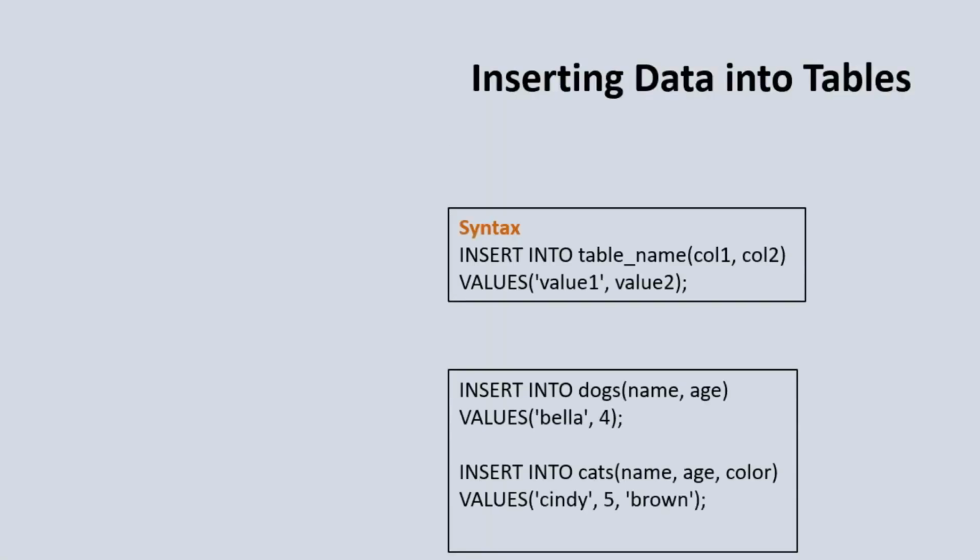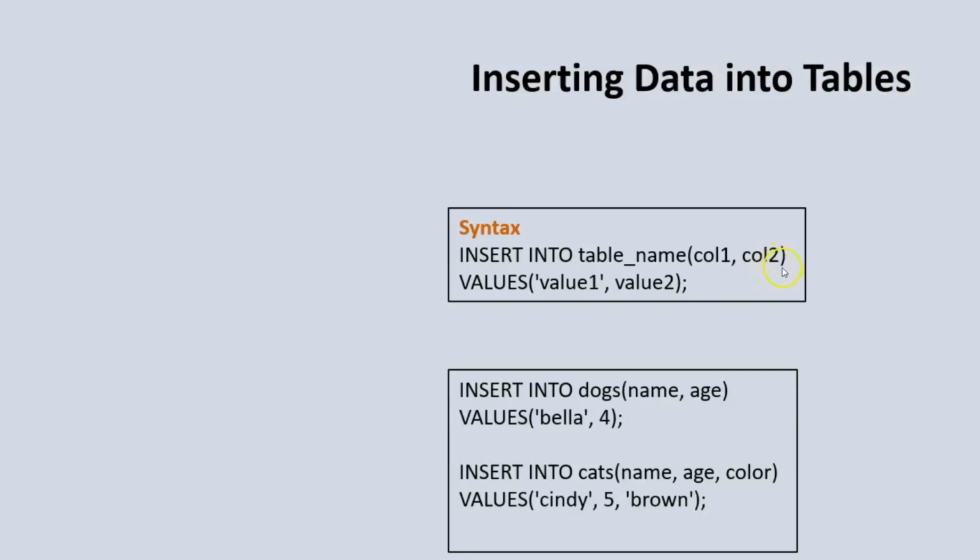Let's take a look at the syntax to insert records into a table. We have the keyword insert into, followed by the name of the table. We open our parentheses, and we have to indicate which column we want to insert values into. So we have column 1, and then column 2. If we have more than 2 columns and we want to insert records into all of those, we have to indicate that here as well.